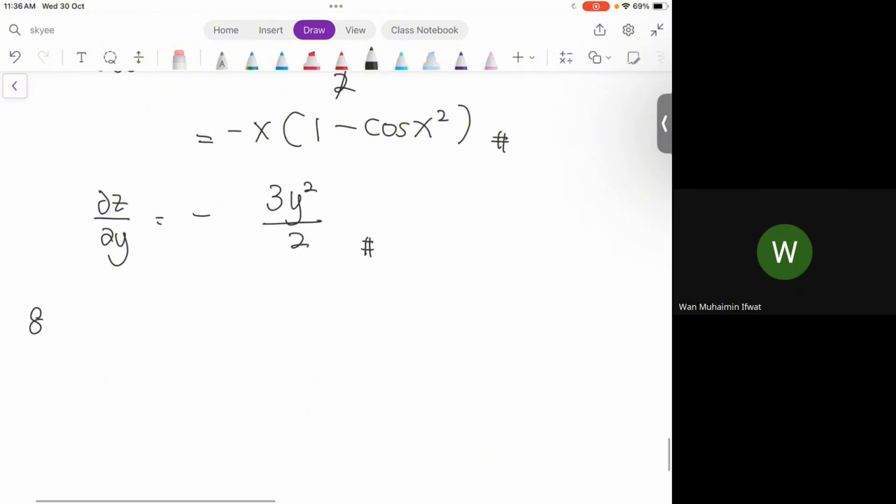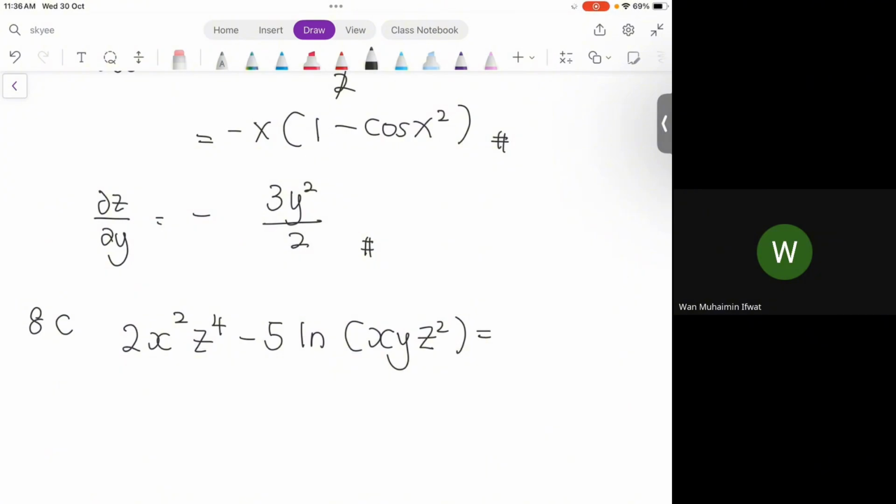Okay, for question C you have 2x squared z power 4 minus 5 ln xy z squared equals 4z. For this one, we have no choice, we cannot split the z away from the x. So for this kind of function, we must use the implicit partial differentiation rules to solve it.